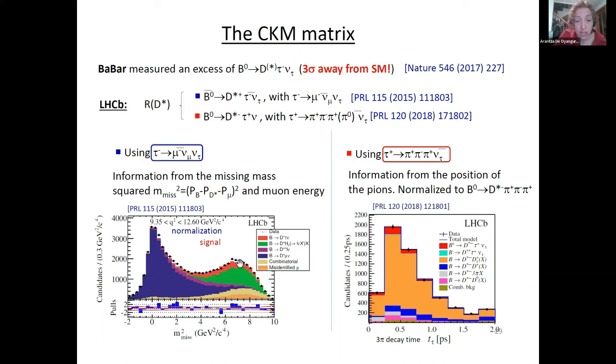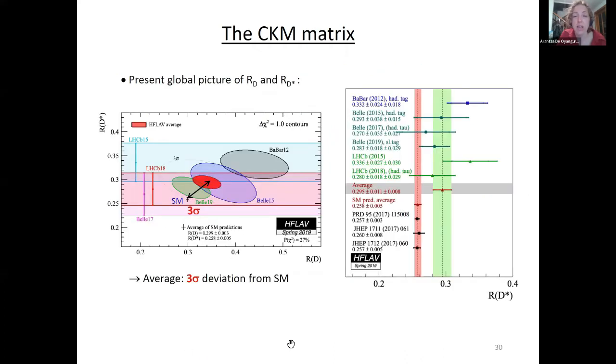And okay, you can see here the signal in red. It is complicated, but you have it there. And also using the information from the position of the pions. In this case, you have 3 pions, and we use some normalization channels, which are different in each of these cases. And you can see here also in red the signal. This is the 3 pions decay time, and this is the missing mass squared. And with these results, and with new results from Belle, I have not put it, but it is just to give you an idea of this picture.